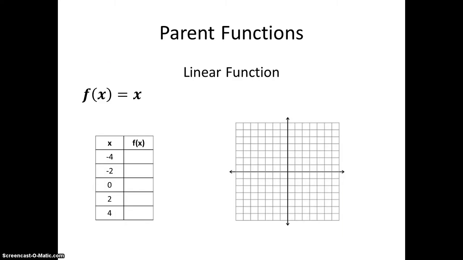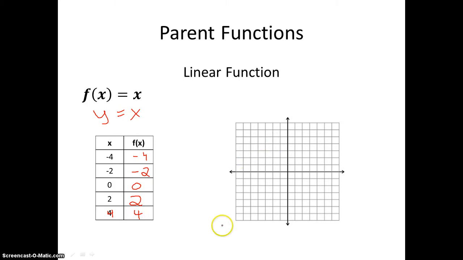Let's first look at a linear function. We have the function f of x equals x, or basically y equals x. So if I put in a negative 4, what do I get out? Negative 4. If I put in negative 2, I get a negative 2, then 0, 0, 2, 2, and a 4.